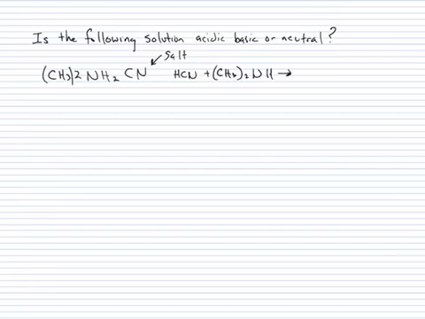And when we react these two, the base, the dimethylamine, grabs the hydrogen and becomes (CH3)2NH2 with a positive charge. And then the cyanide is the conjugate base of our acid. So what we see here is the salt that I originally started with.